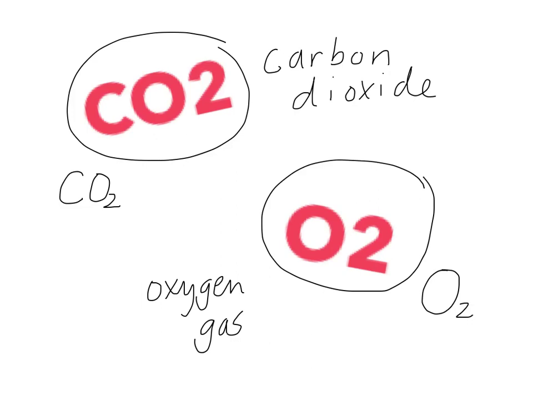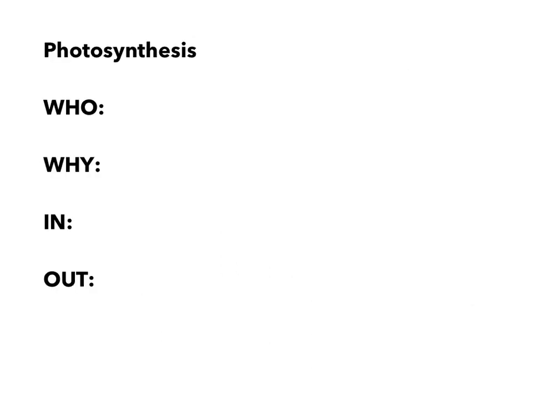Now that we know what the main elements are that are going to be involved in the carbon and oxygen cycle, I want to talk about two of the main processes in the carbon and oxygen cycle. The first of those processes is photosynthesis. The first question is, who goes through photosynthesis, or who uses the process of photosynthesis?